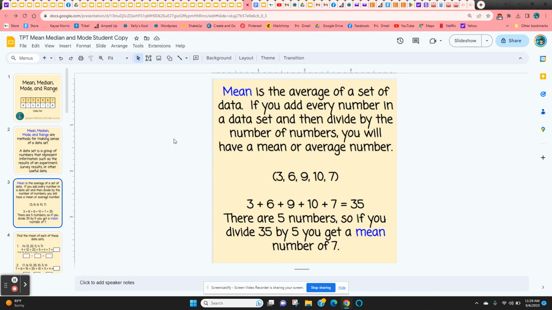So it starts with mean. Mean is the average of a set of data. It explains that they have to add all of the numbers together and then divide by the number of numbers.